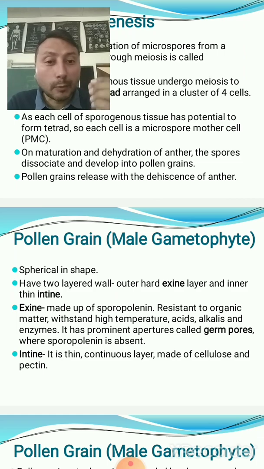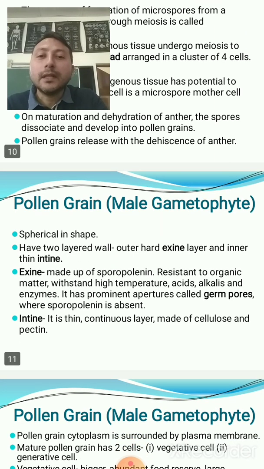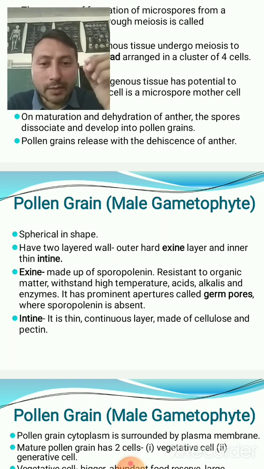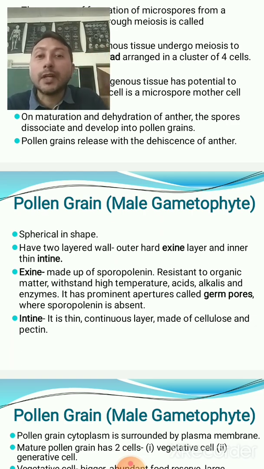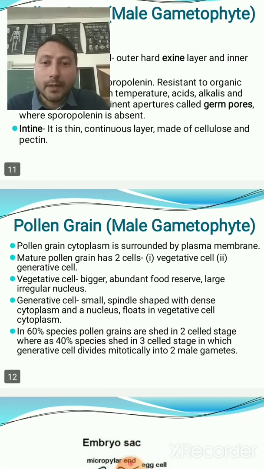The exine is made up of sporopollenin, which is resistant to organic matter and can withstand high temperature, acids, alkalis and enzymes also. Intine is a thin and continuous layer. The outer layer has small apertures, which are called germ pores, where sporopollenin is absent.